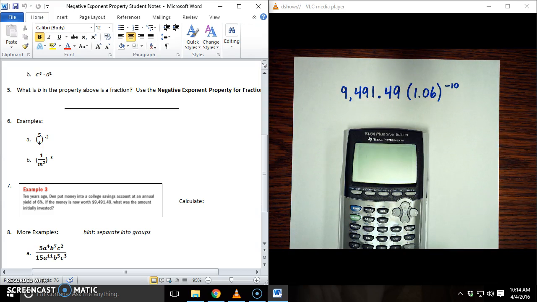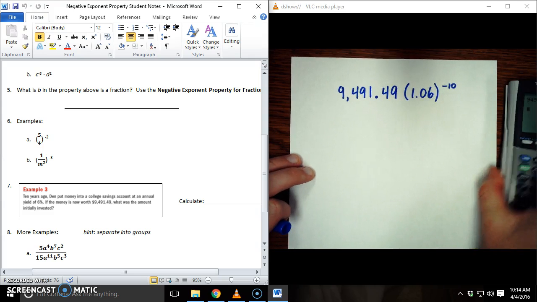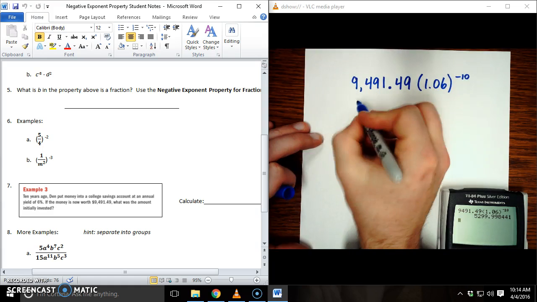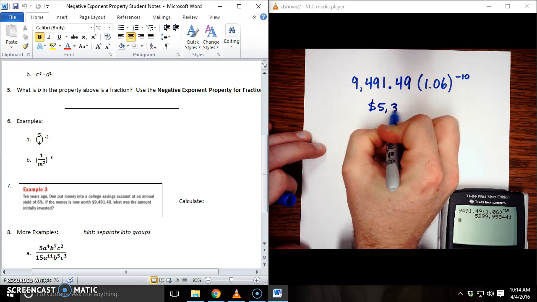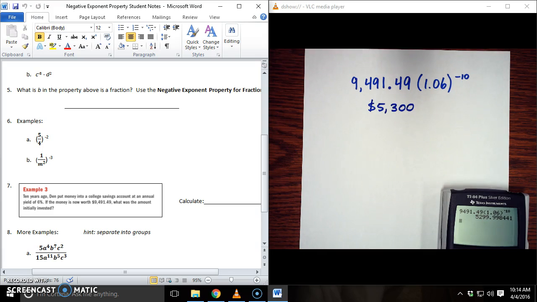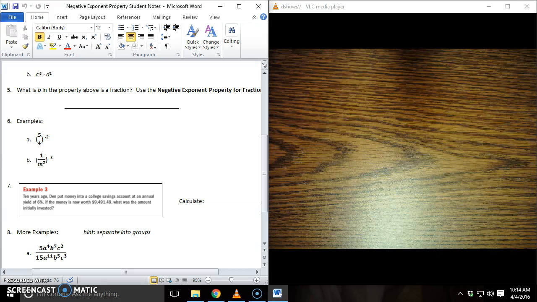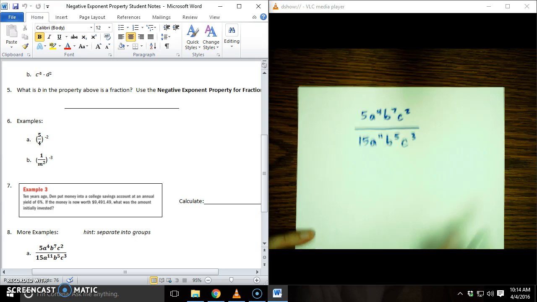And when I plug this in, I should get a smaller number. So I know that, put that down here, about 5,300 was invested at the beginning. And then after growing for 6%, it basically got us to $9,491.49 after 10 years. Let's take a look at this example at the bottom here, 8a, and then you can maybe try the other one on your own.